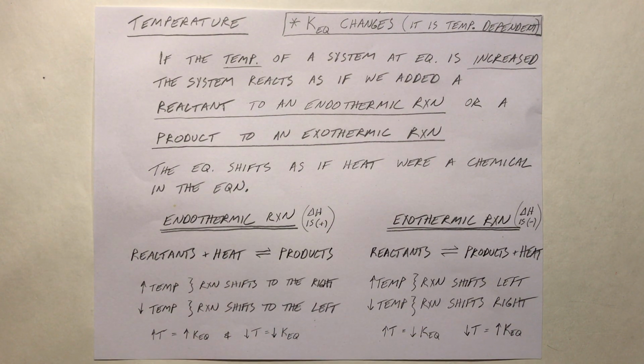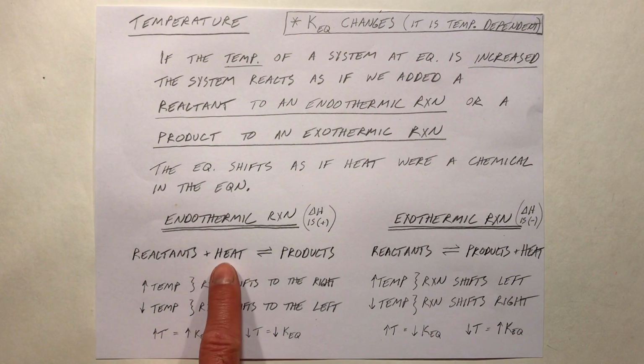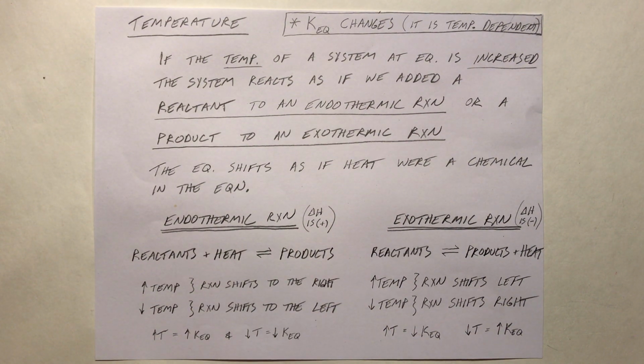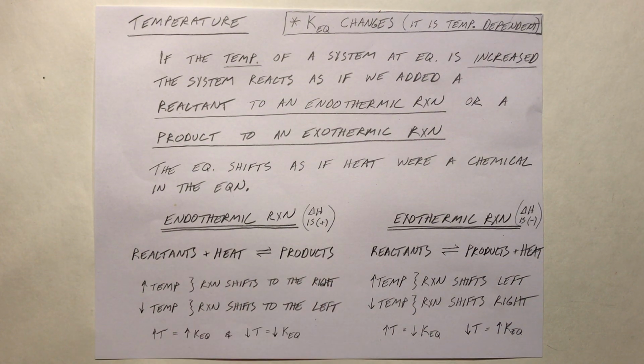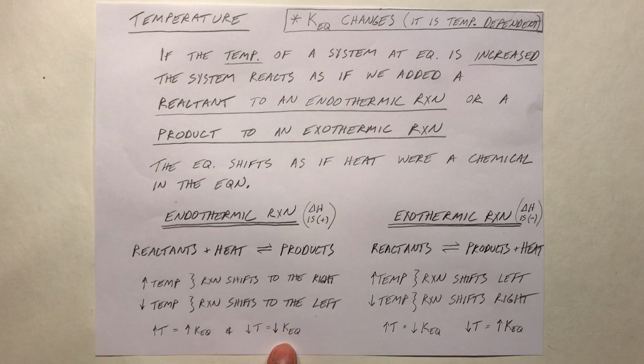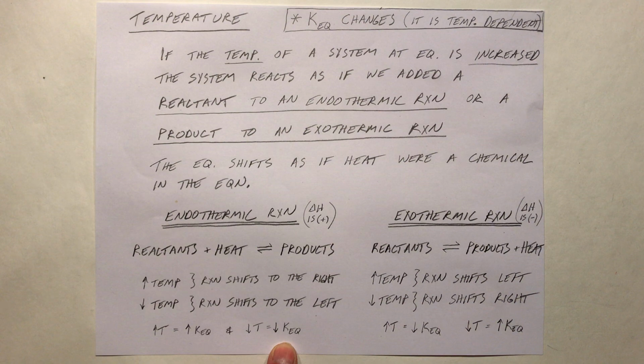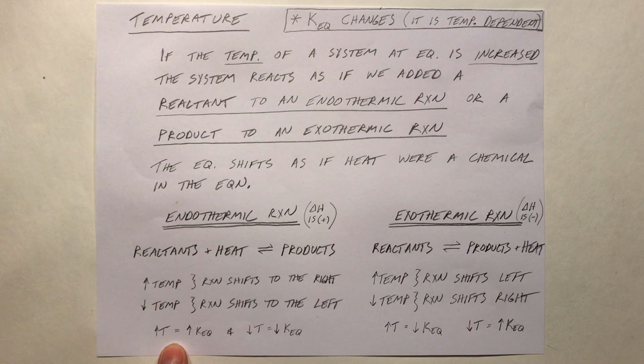Remember that when we write the equilibrium constant expression, we have products over reactants. So in an endothermic reaction, increasing the temperature, adding heat, would shift it to the product side. That would make KEQ bigger. Decreasing temperature would shift the equilibrium to the reactant side, and since reactants is in the denominator of the KEQ expression, it would make KEQ smaller. So for endothermic reactions, increasing temperature increases the value of KEQ, decreasing temperature decreases the value of KEQ.